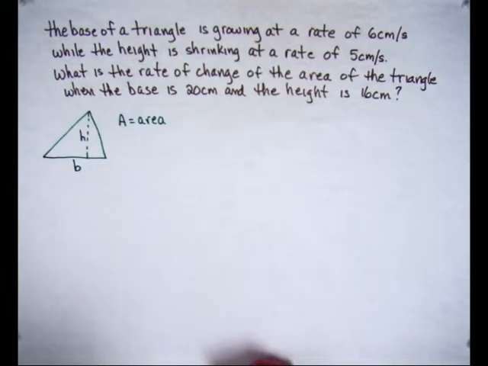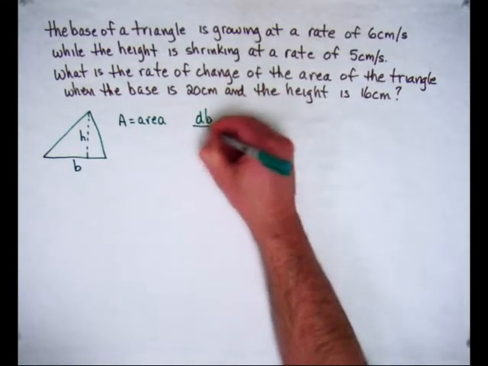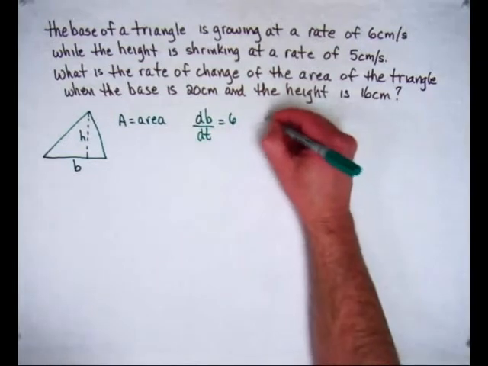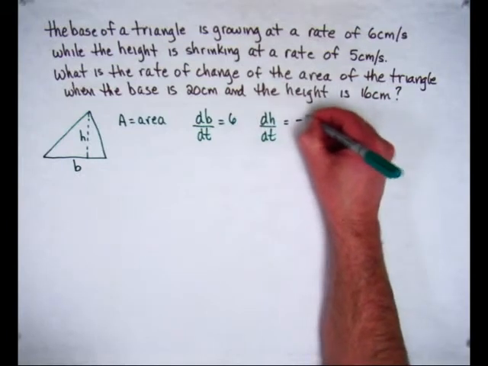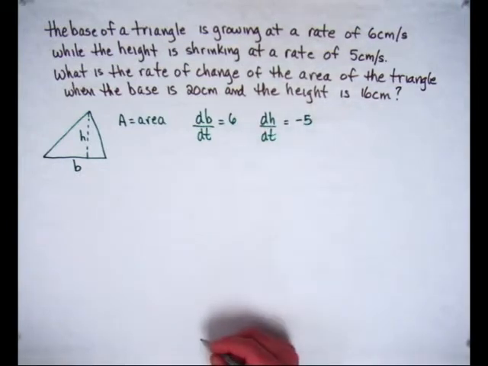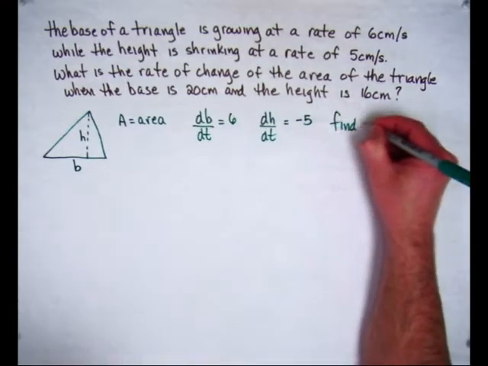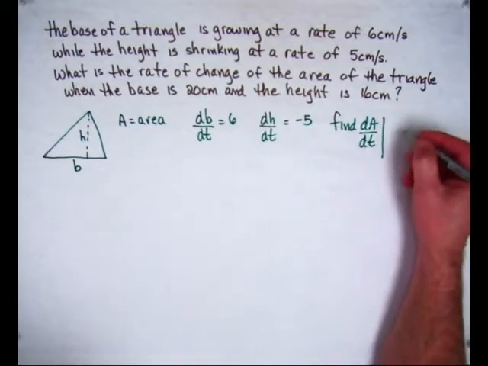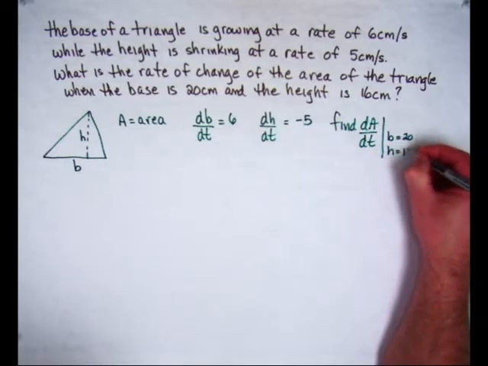When we write out our rates of change, we're told that the base of the triangle is growing at a rate of 6 centimeters per second. So dB/dt is 6. The height is shrinking, so it's decreasing, so dH/dt would be -5. And the question wants us to find the rate of change of the area. So we want to find dA/dt when the base is 20 and the height is 16.